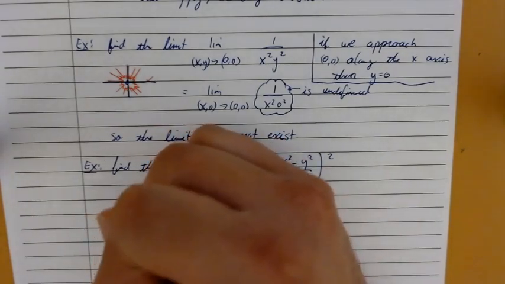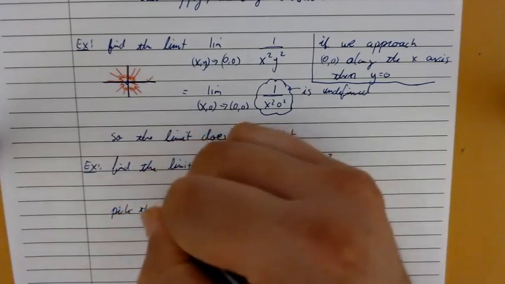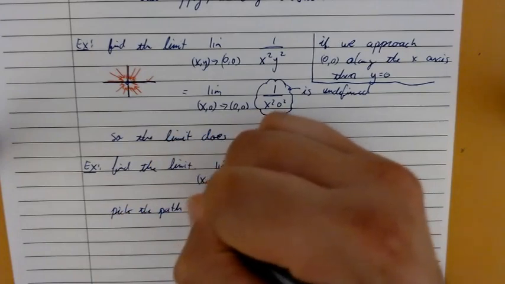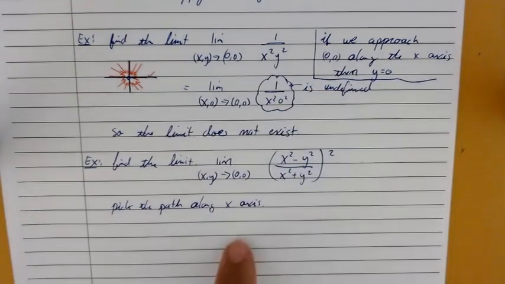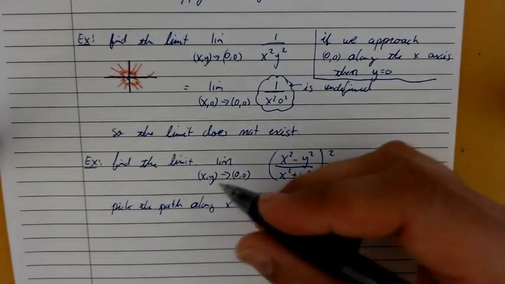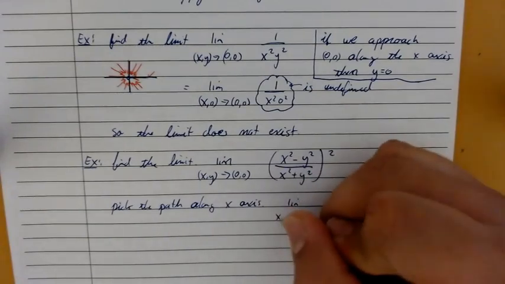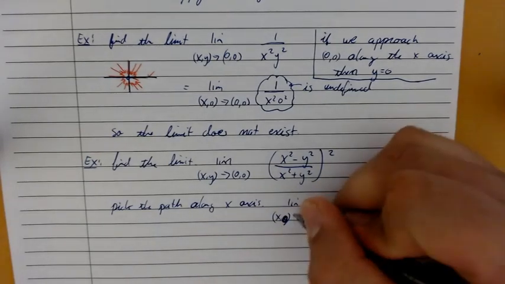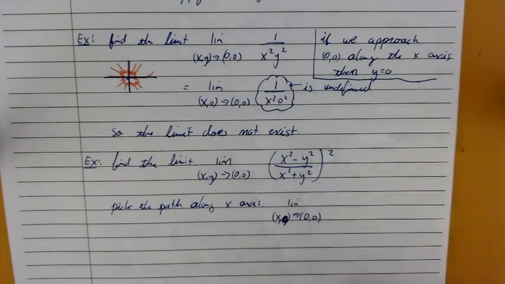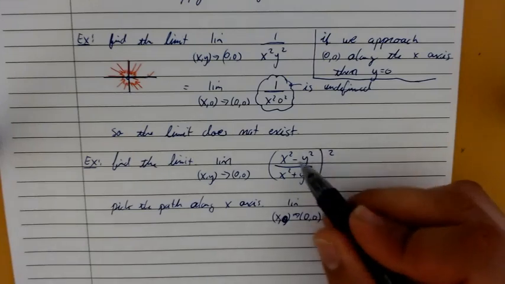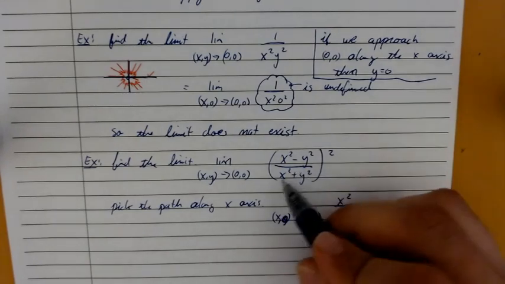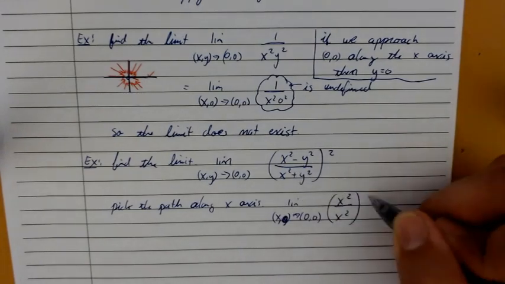I'm going to go ahead and pick the path along the x-axis. Okay, along the x-axis, that means y is equal to 0. So that would give me the limit as x comma 0 approaches 0 comma 0 of, again, y is no longer a variable, it's just 0. So that would give me x squared minus 0, so just x squared over x squared plus 0, like that.